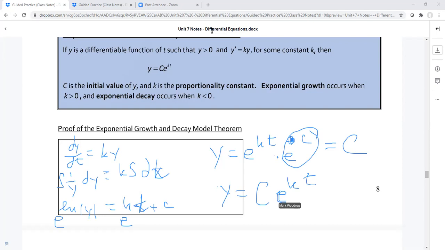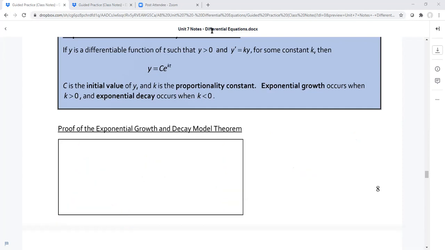So y equals ce to the kt is going to be the growth and decay. Now y is your final amount, c will be your initial amount, and k is the rate of growth and change. When k is positive, it's growth. When k is negative, it is decay. And anytime you have a natural log between 0 and 1, that is going to be a decay, and whenever it is greater than 1, it's going to be a growth. So we're going to use that formula on all these problems.